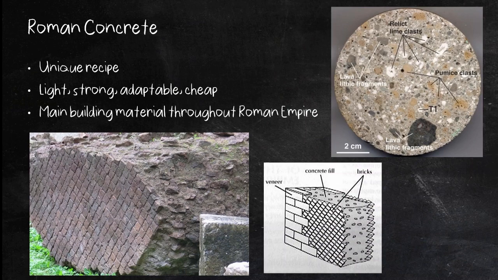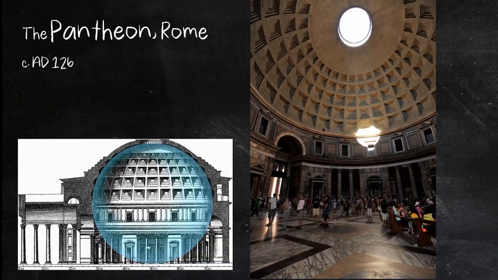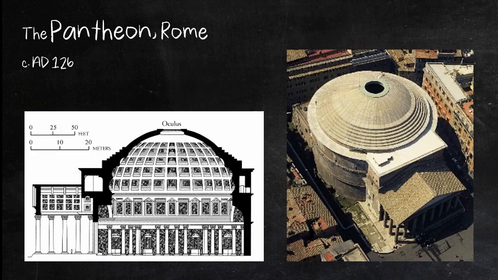The Pantheon's dome was cast layer by layer, doing the bottom ring and then going up another layer and up, working up towards the top. So if we look at a cross-section of the dome, you'll notice that the thickness of the dome varies.